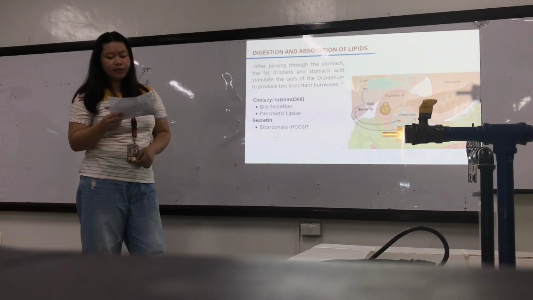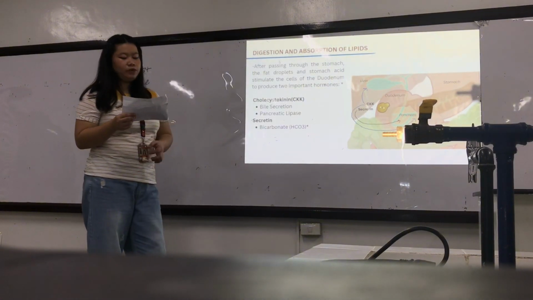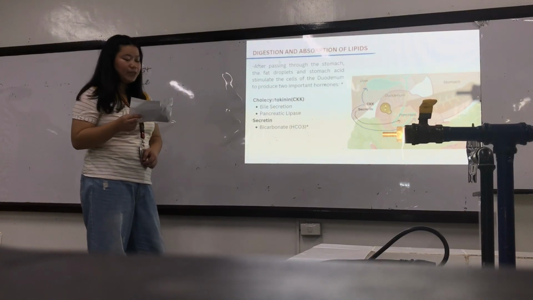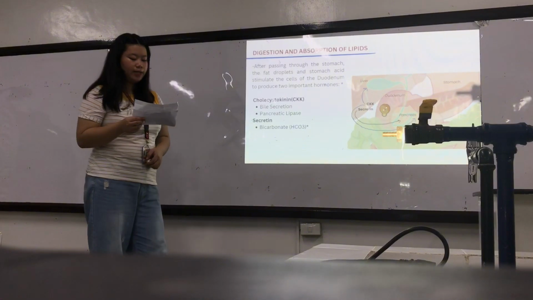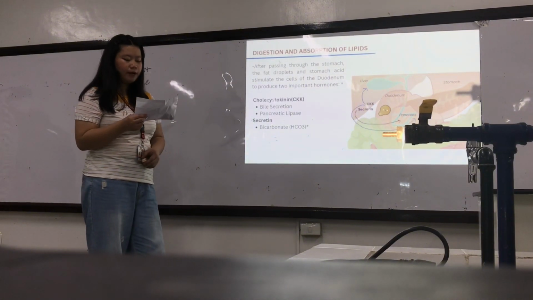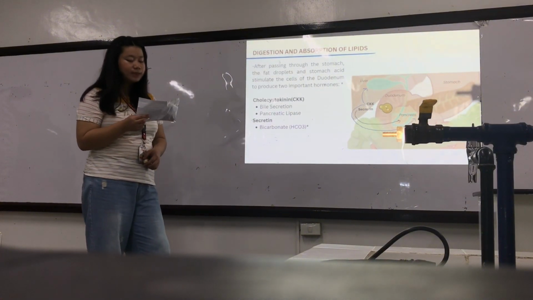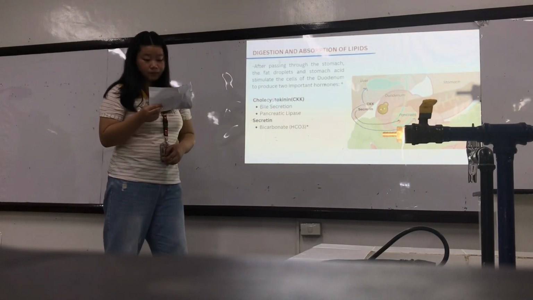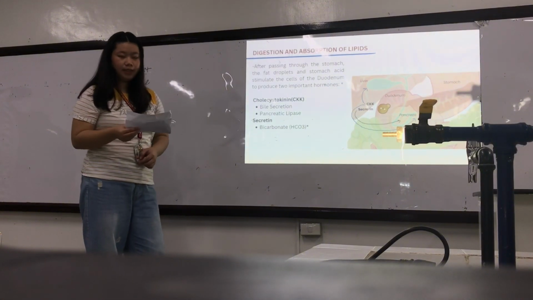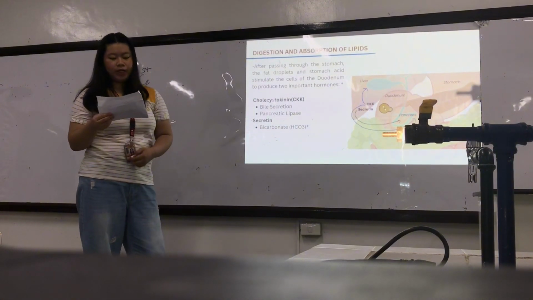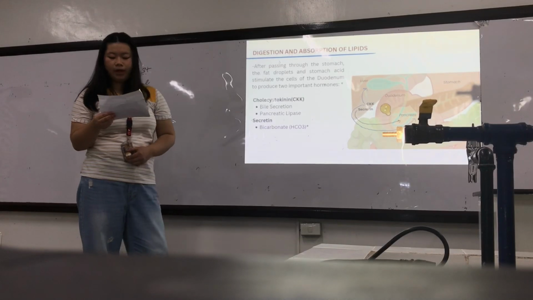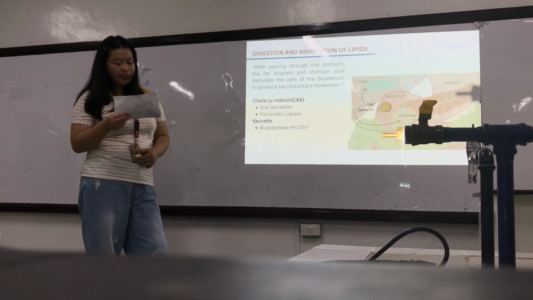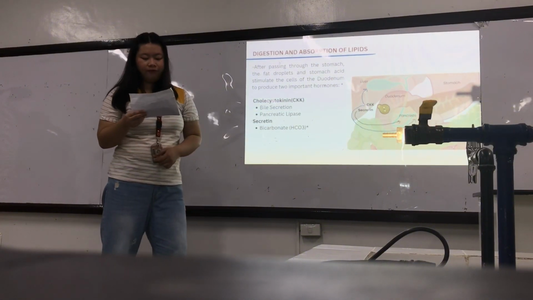CCK stimulates bile secretion from the liver. It also stimulates the pancreas to secrete a type of enzyme called pancreatic lipase. Secretin, on the other hand, stimulates the pancreas to release bicarbonate called HCO3. This bicarbonate changes the acidity of the small intestine to approximately 6.5. This change of pH is an optimum environment for the enzymes, particularly the pancreatic lipase, to further break down the fats.